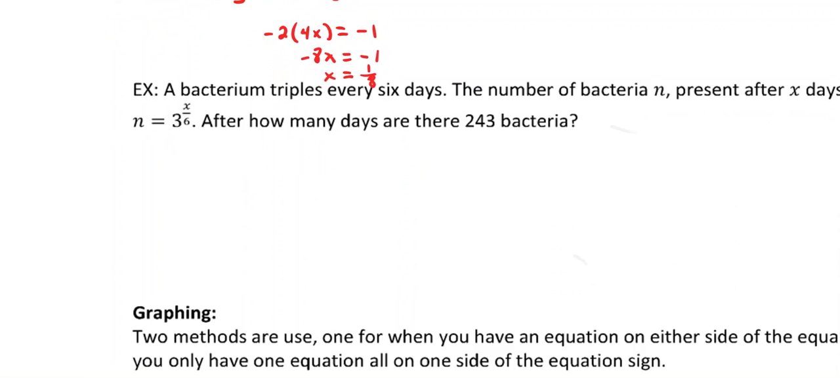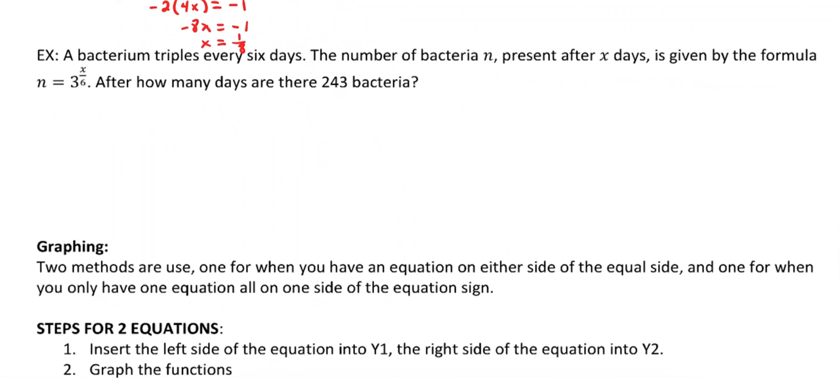Okay, so an example of this: a bacterium triples every 6 days. The number of bacteria n present after x days is given by the formula n is equal to 3 to the power of x over 6. After how many days are there 243 bacteria? So really we're solving for x here, and they've given us n. So let's write it in. That's the same thing as 243 is equal to 3 to the power of x over 6.